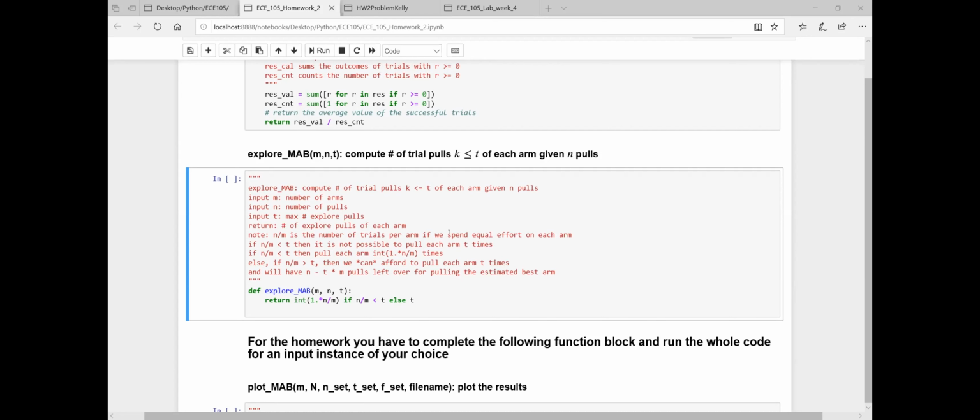Okay, and the explore pulls is the number of pulls that you can have on each machine without betting money to find out which machine is the best. Does that answer your question? Yeah, that answered my question. Great, awesome.